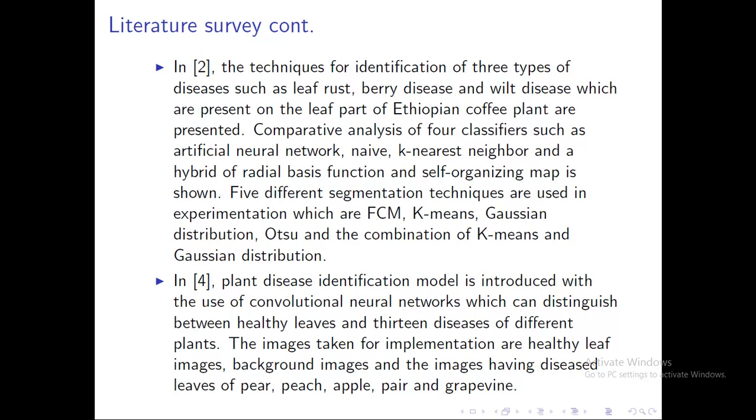And another author has used a convolutional neural network for plant disease identification. He has used healthy leaves and 13 diseases which affect different plants. The images taken for implementation are healthy leaf images, background images, and images having diseased leaves of pear, peach, apple, pear and grapevine.